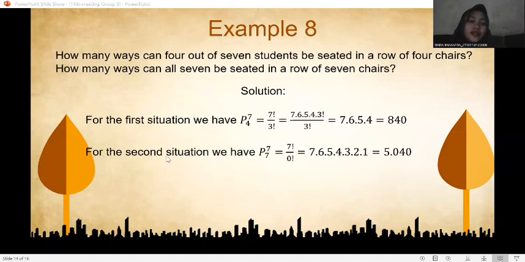Next, for the second situation, we have permutation 7 of 7. So 7 factorial divided by 7 minus 7 factorial, which is 0 factorial. 0 factorial is 1, so 7 factorial is 7 times 6 times 5 times 4 times 3 times 2 times 1 equals 5040.